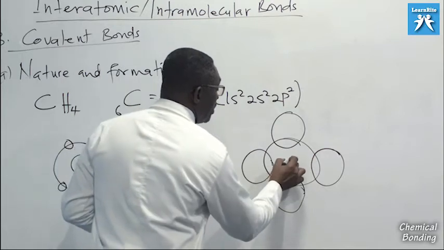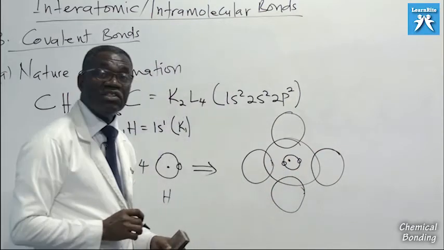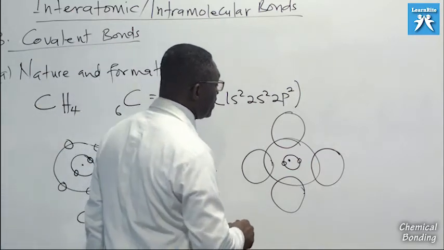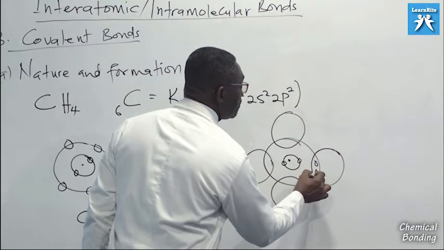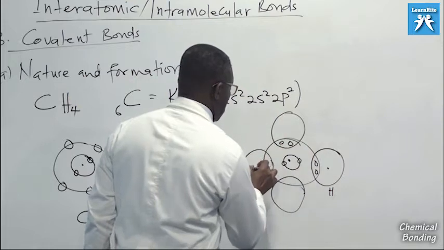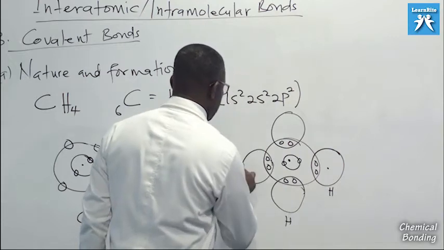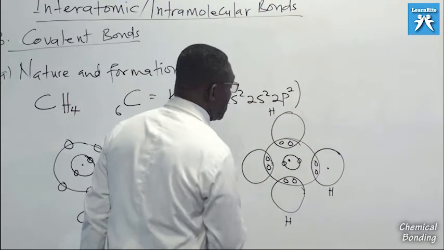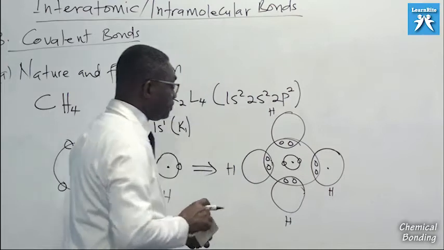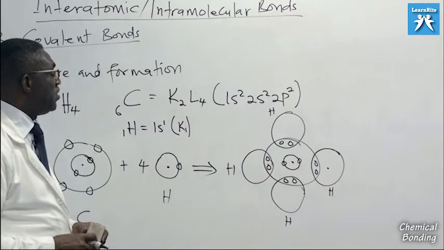So you have the nucleus, and of course the 2 inner electrons within the shell of the carbon, but it's the outside ones that are forming the bond. So we have 2 electrons here. From this hydrogen, you have 2 electrons there, 2 electrons there. This is one hydrogen, this is one hydrogen, and that is another hydrogen. This is the carbon with a nucleus in the middle. So one carbon atom combining with 4 hydrogen atoms.